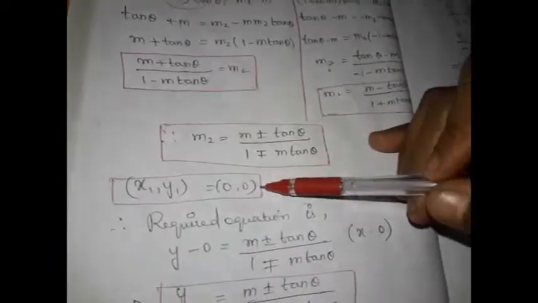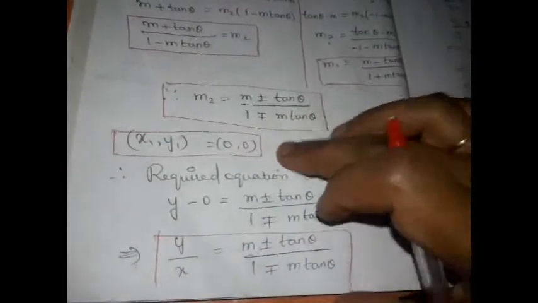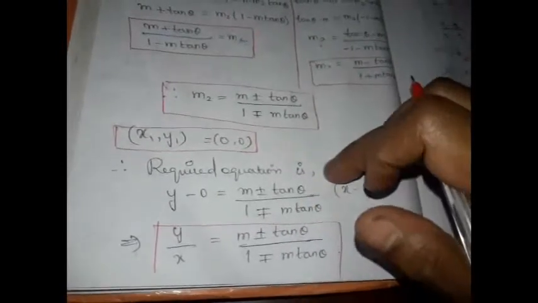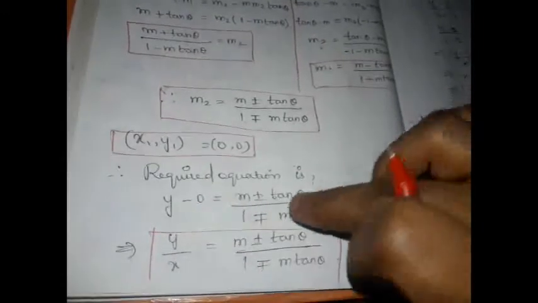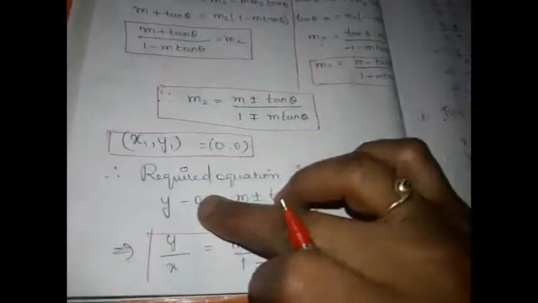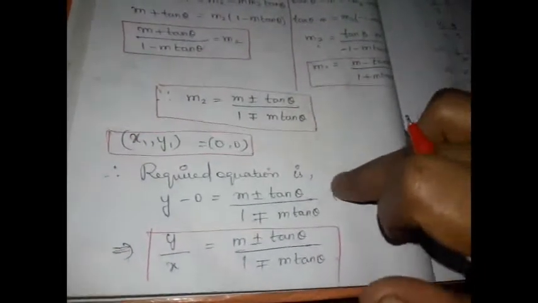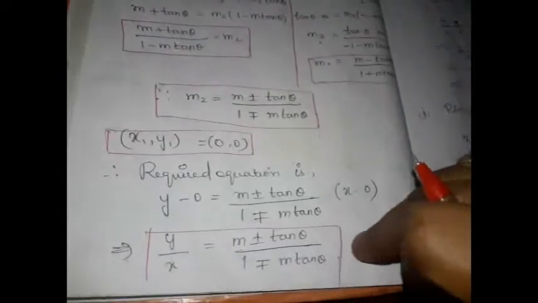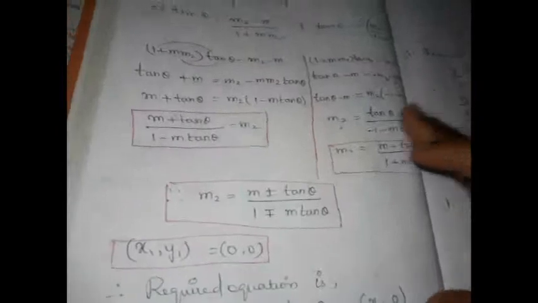Now, as we discussed in the previous problem, what are all the steps involved? First we found the slope and then we found m2. Now we are going to go with the slope-one-point form. Here we found the slope, and the point is 0, 0. So the required equation is y minus y1 is equal to m into x minus x1. y1 is 0, the slope is this, x minus 0. I brought this x to the denominator because this is what is given in the question to prove. So y by x is equal to this, hence we proved.